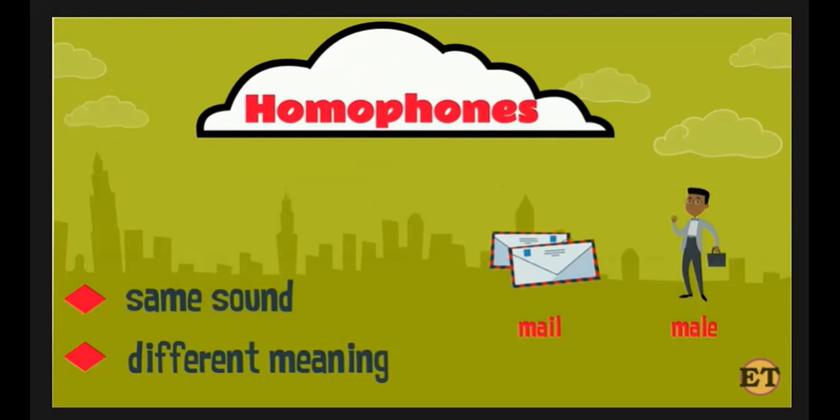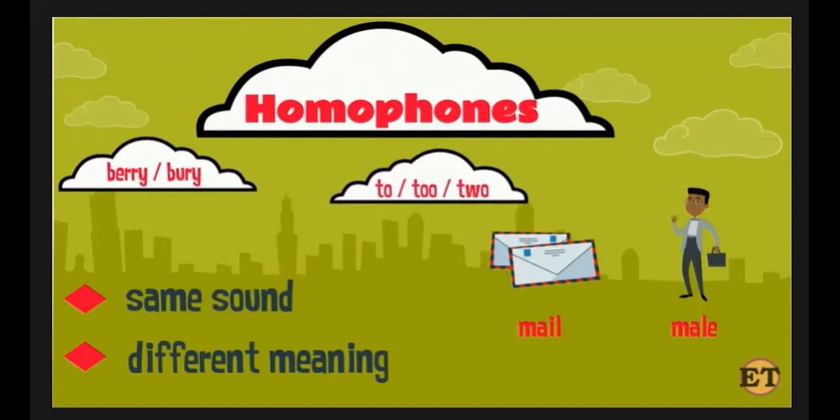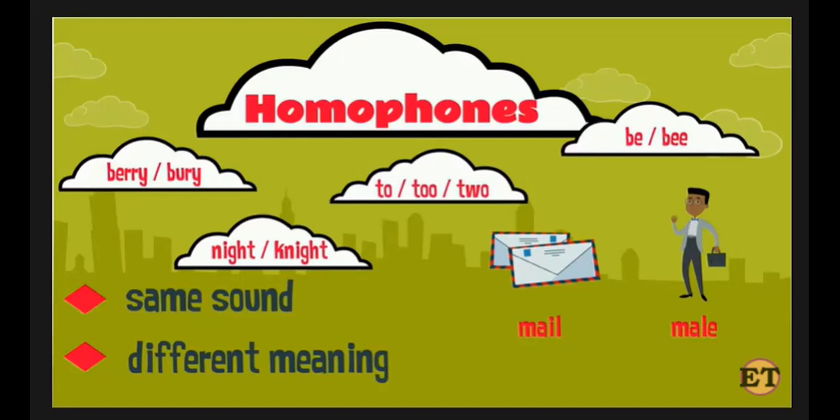Here are some more homophones. Berry and berry, two and two, night and night, bee and bee. Each of these words have the same sound or pronunciation, but a different meaning.